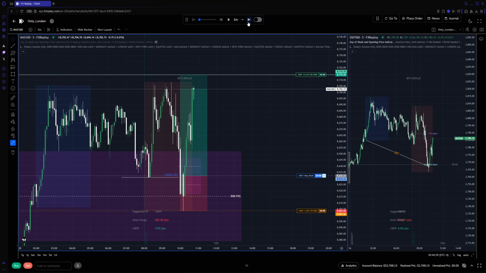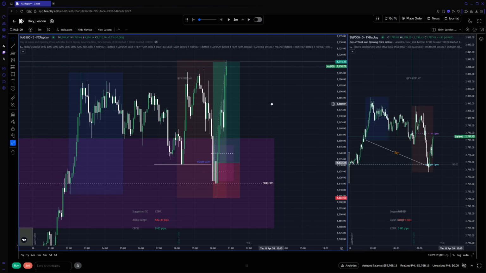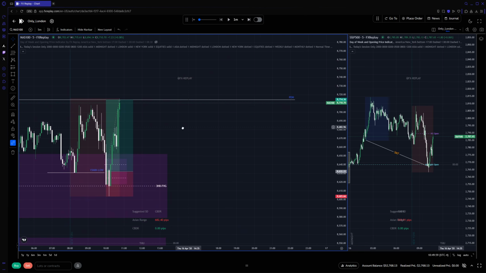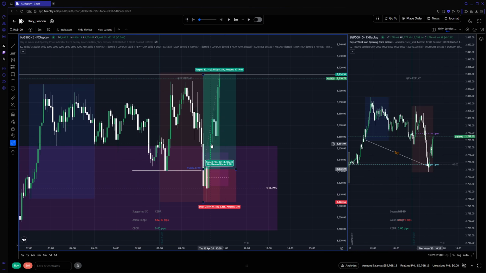And we missed it. Oh, that's so unfortunate. It entered at this fair value. Oh my gosh, wow. Okay, we missed it. That was a very good entry and a very good setup. That's so sad. Oh man, okay.